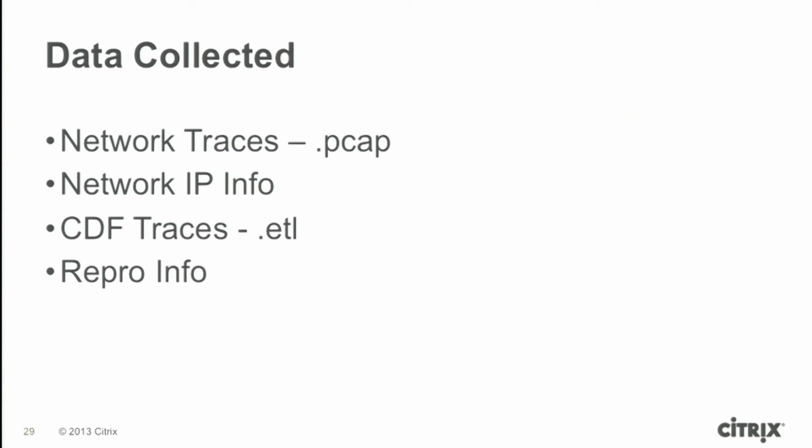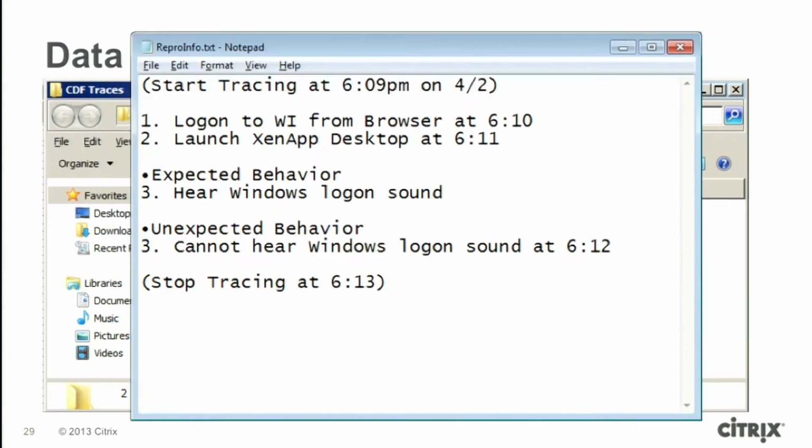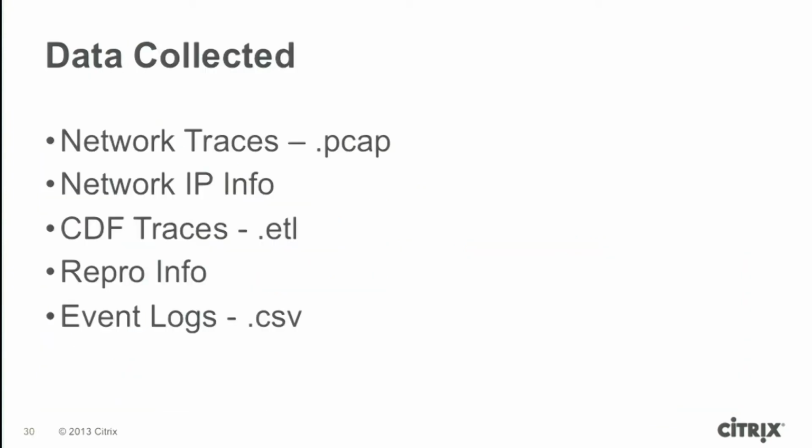The CDF trace comes in the ETL file. Again, you'll want to include repro steps. Here you see nice repro steps with the timing included. And finally, don't forget your other important logs like application and system event logs of the appropriate servers. I like to see those in CSV format, but pretty much any format's fine. So that's a summary of the data collected for this section.